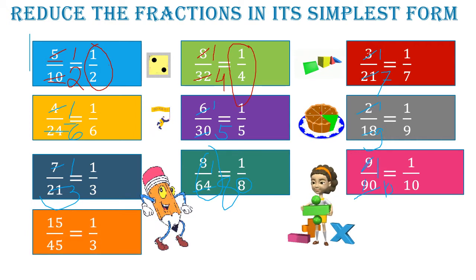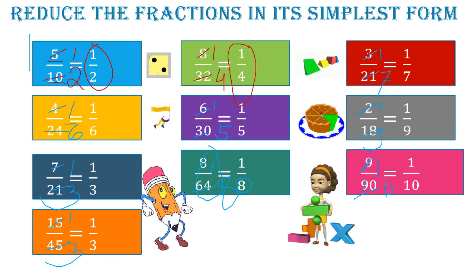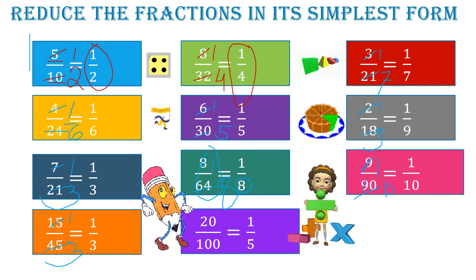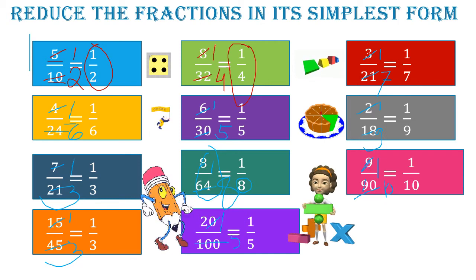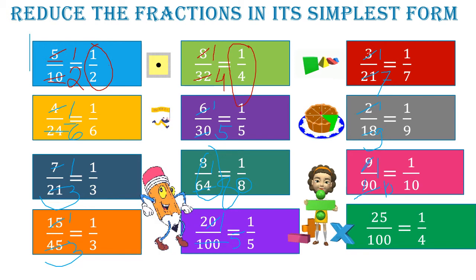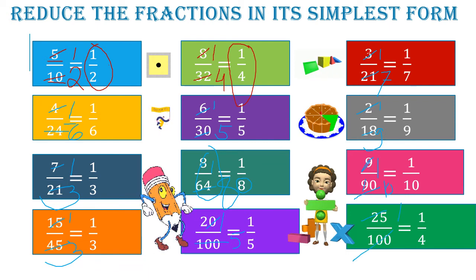15 by 45 in the 15 times table. 15 times 1 is 15 and 15 times 3 is 45. So the fraction is 1 by 3. Now 20 by 100. So 20 times 5 is 100. So it is 1 by 5. Now we have 25 by 100. So 25 times 4 is 100. So the fraction in the simplest form is 1 by 4.